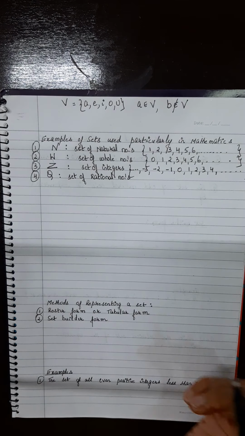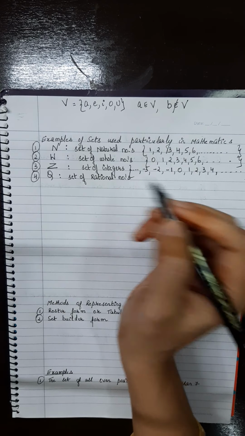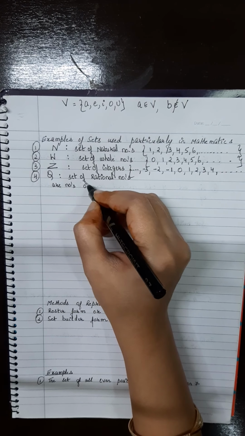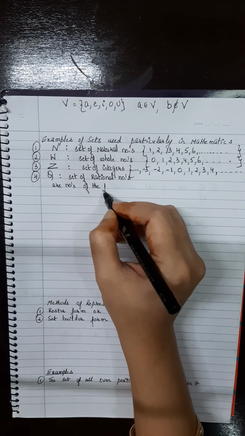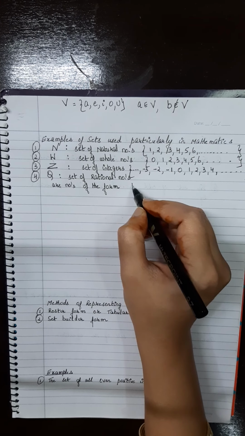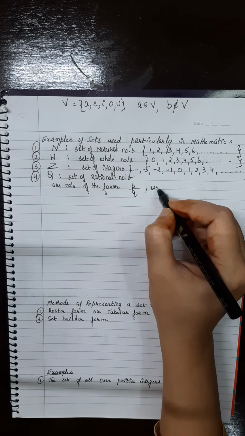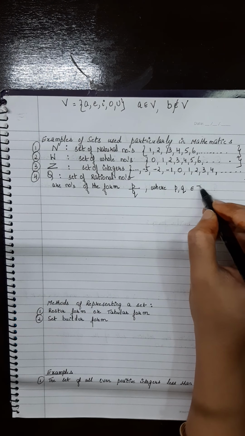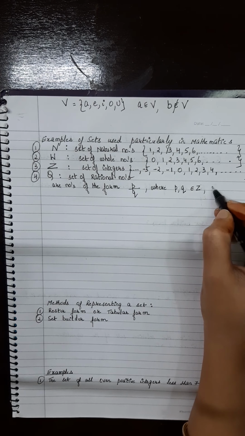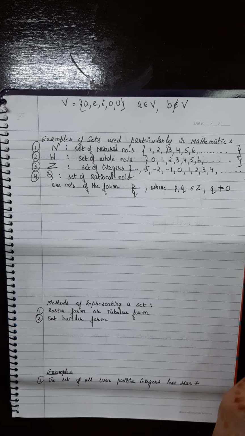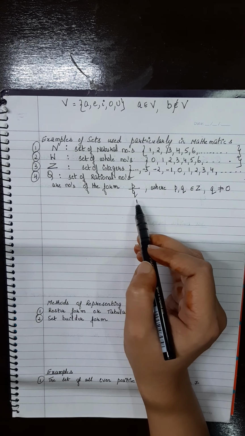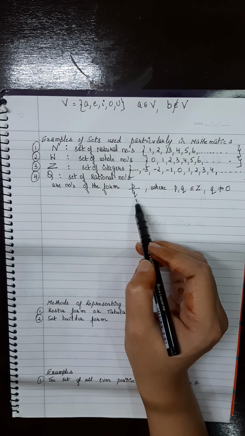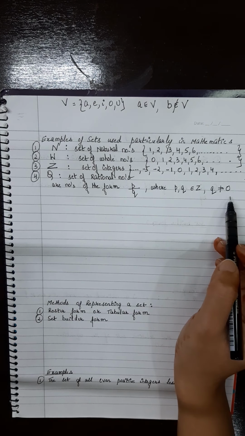Now what are rational numbers? Rational numbers are numbers of the form P by Q, where P and Q belong to integers. So they are integers, but there is a condition that Q is not equal to 0, because Q is in the denominator, so Q has to be non-zero. So all the numbers of this form P by Q, where P and Q are both integers and Q is not equal to 0, are called rational numbers.